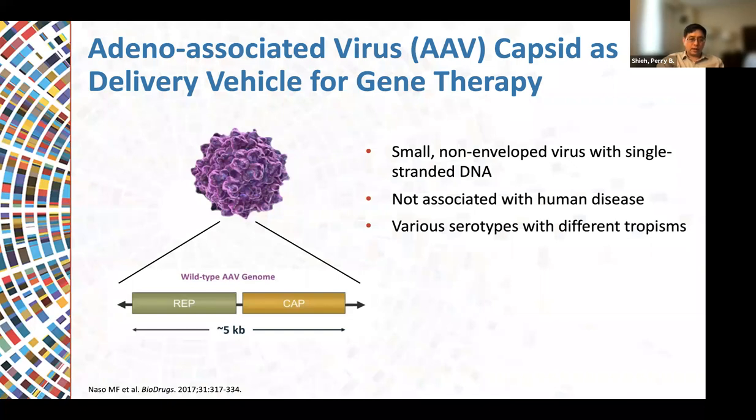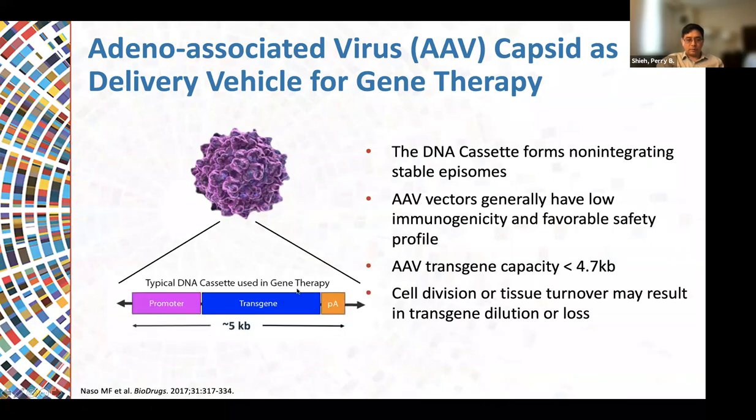But what we're talking about here for gene therapy is to re-engineer this so that it has the same capsid, but instead the genes that it contains are no longer the wild type AAV genome, but instead perhaps something that has some therapeutic benefit for the patient. And so this is what's shown here. The transgene is basically the gene that you're trying to replace in gene transfer therapy. So this is what we call the DNA cassette.